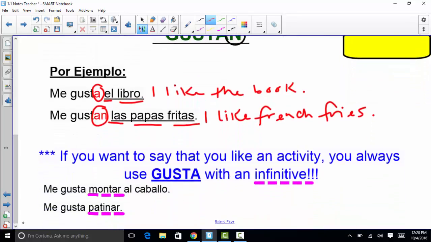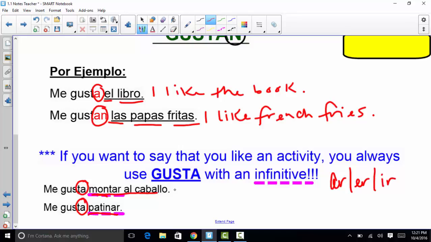Okay, if you want to say that you like an activity and you're using a verb, then you're always going to use gusta. So anytime you're saying you like to do something, you like to do an activity, like ride a horse or to skate, you would use gusta with an infinitive verb. And remember that an infinitive verb has to end in AR, ER, or IR.